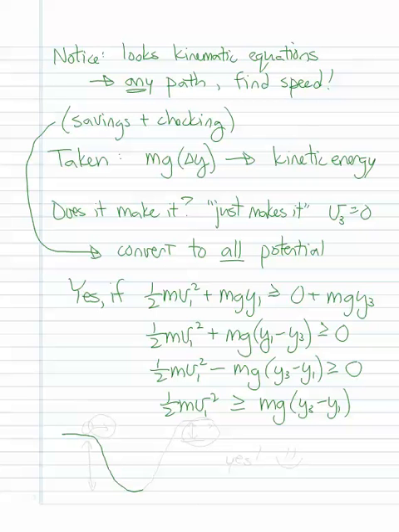What this is saying is that you start off with a certain amount of savings and some checking. And can you take all that checking and put it into savings to make up the difference? That's really what this is saying. And so if this kinetic energy is enough to make up the difference, then yes. And that's the end.